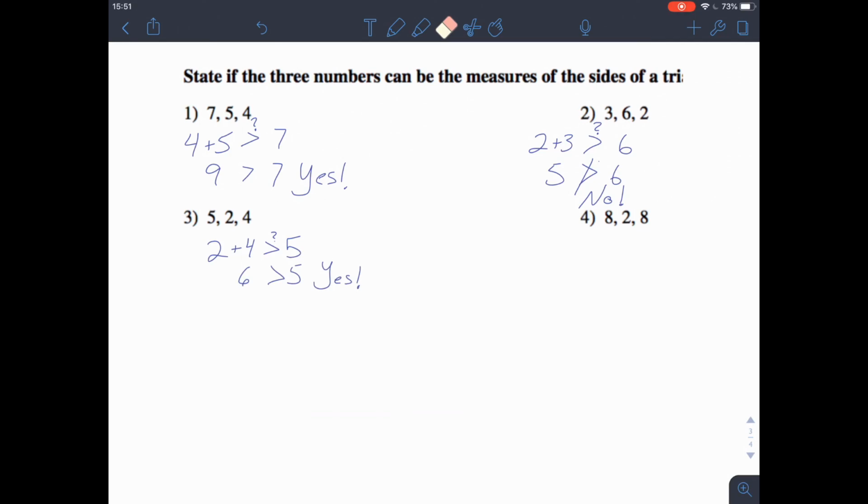And now for our last one, we have 2 8s and a 2. So already I can see here I've got 2 numbers that are the same, and if I'm using my shortcut, then I just need to add together my smallest side, so I'll just pick one of the 8s to be the smallest. And obviously anything plus 8 is going to be greater than 8 as long as it's a positive number. So that would make a triangle for us.